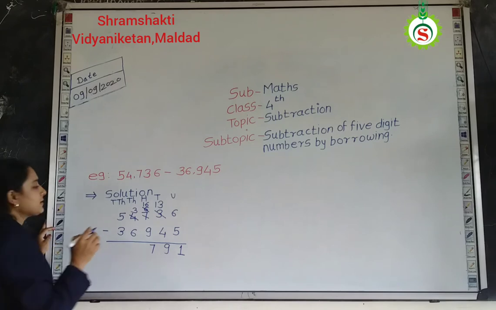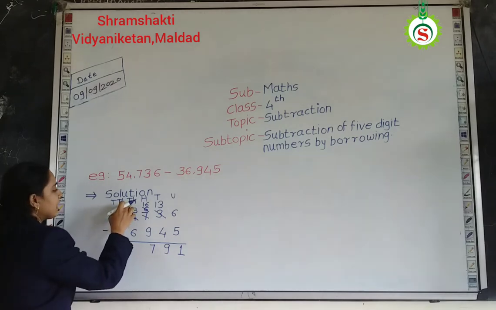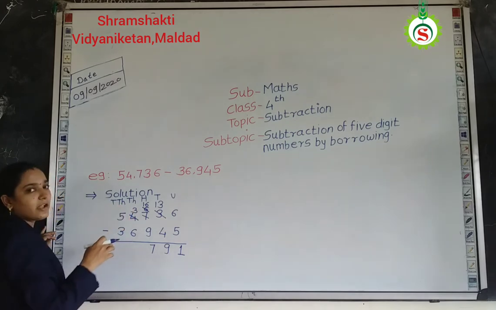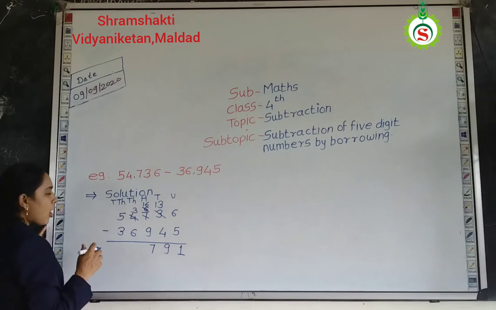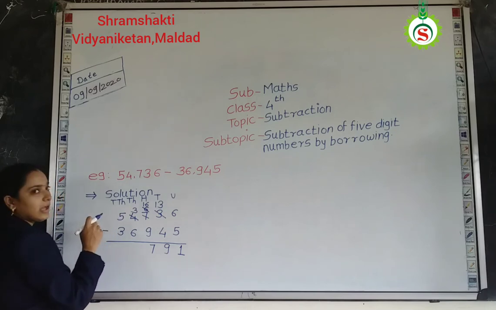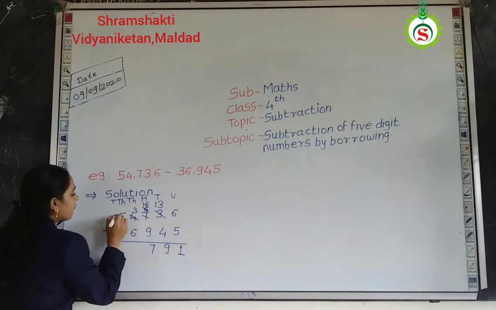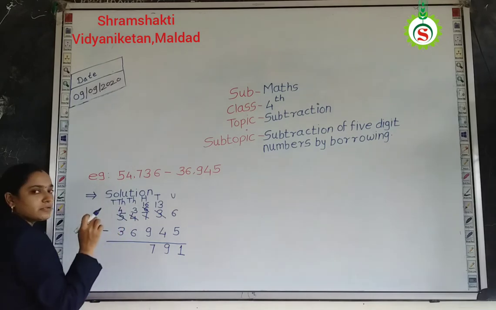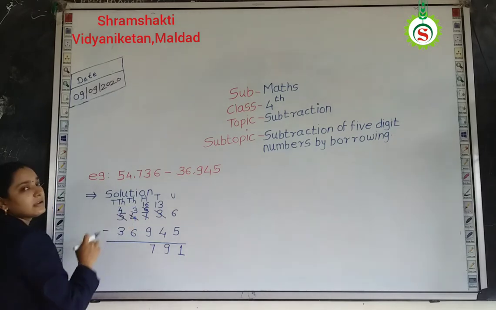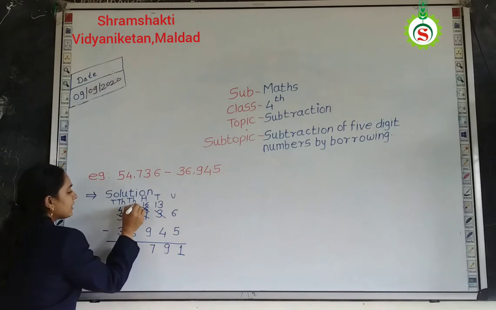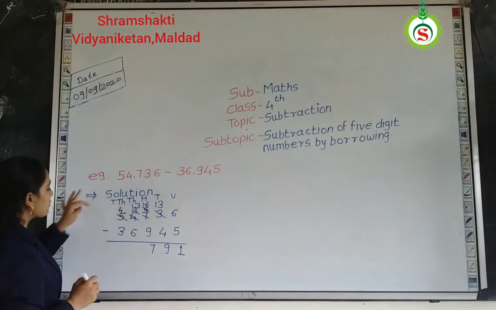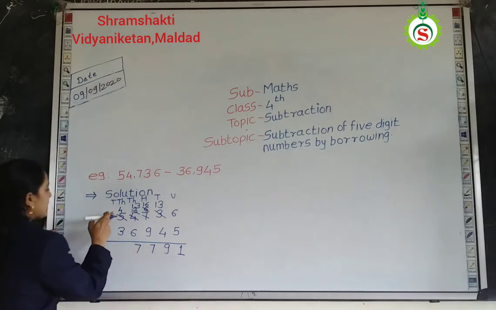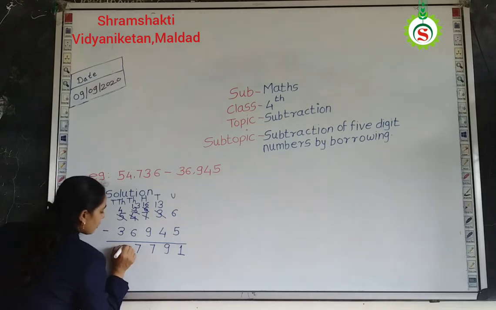Then the next place, the thousands place. 3000 minus 6000. Again 3 is smaller than 6, therefore we need to take a borrow. Here 5 ten-thousands are available. Untie 1 ten-thousand from this 5. And 1 ten-thousand means 10,000 plus 3,000, we get 13,000. And 13,000 minus 6,000 we get 7,000. And last, 4 minus 3 is equal to 1.